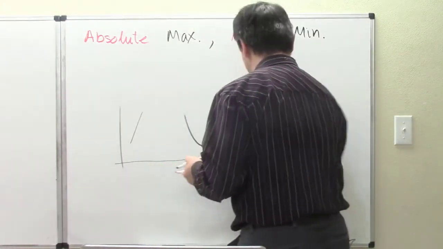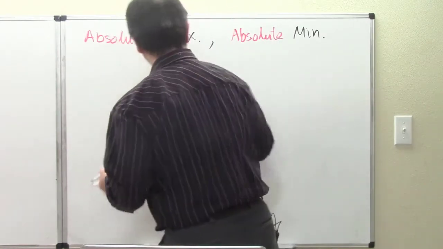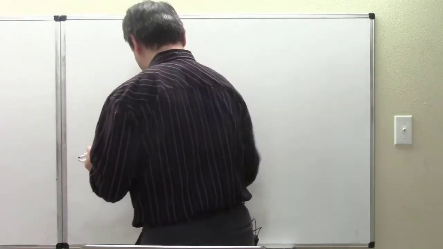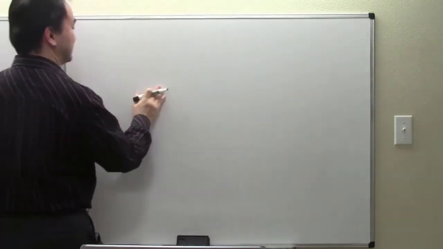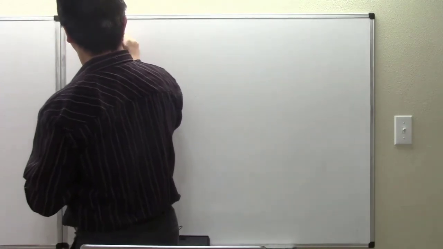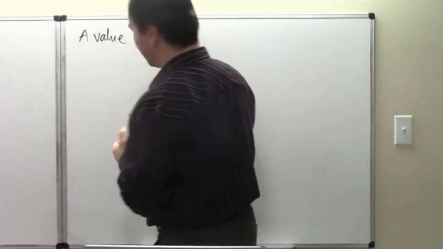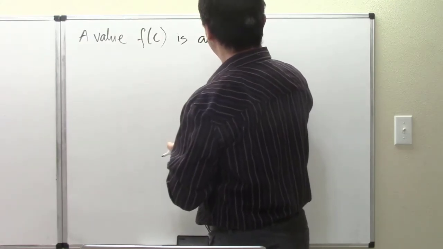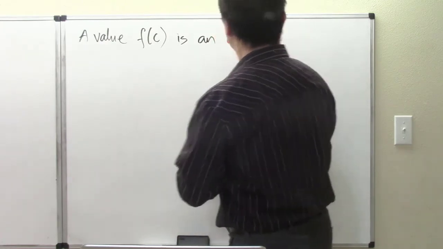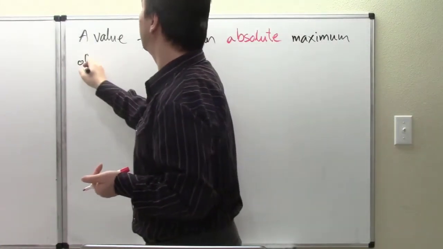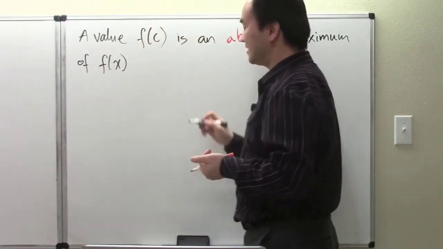And so now I am going to introduce, as a written definition on the board right here. All right, so as a definition, I am going to say a value f at c is an absolute maximum of f of x.